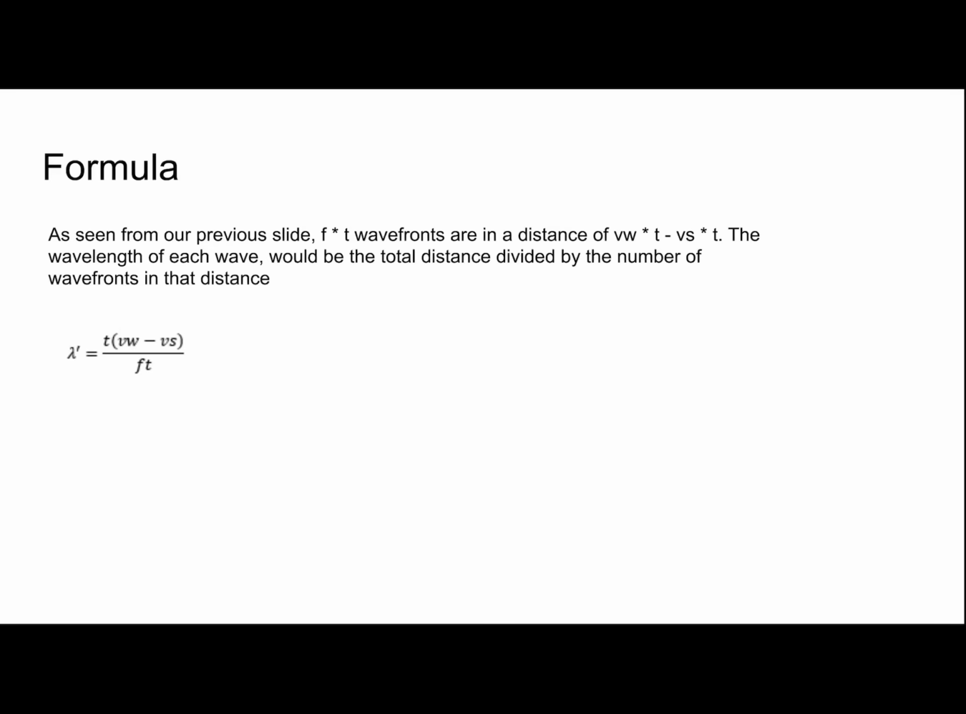So we know our observed wavelength, lambda dash. When I write a dash, that just means it's the observed wavelength, and similarly, if I wrote f dash, that would mean the observed frequency. So our observed wavelength is equal to t, I factored out t, t times the speed of the wave minus the speed of the source, all divided by the number of wavefronts, which is f times t. So t is a common factor, we can just cancel it out, so the time actually doesn't matter.